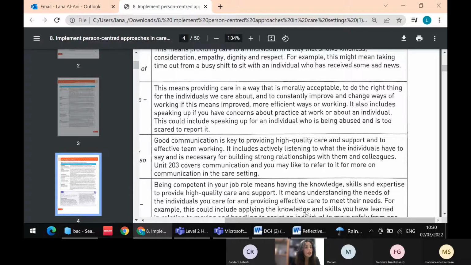And it also includes actively listening. So you don't just talk to the clients, you also listen to the clients and get what is necessary for them, and build a good relationship with them and with your colleagues as well. Communication is not only with your clients, communication should be good with your colleagues. It's very, very important.